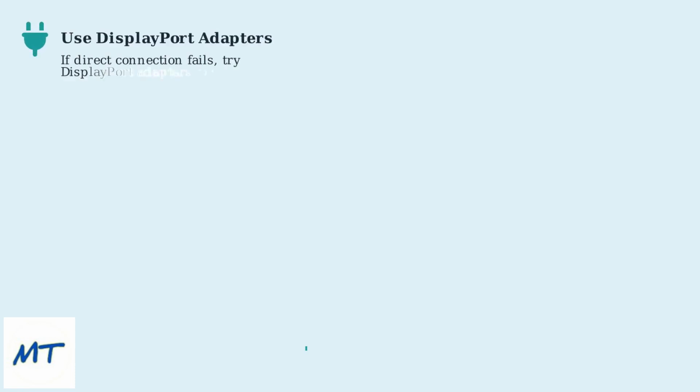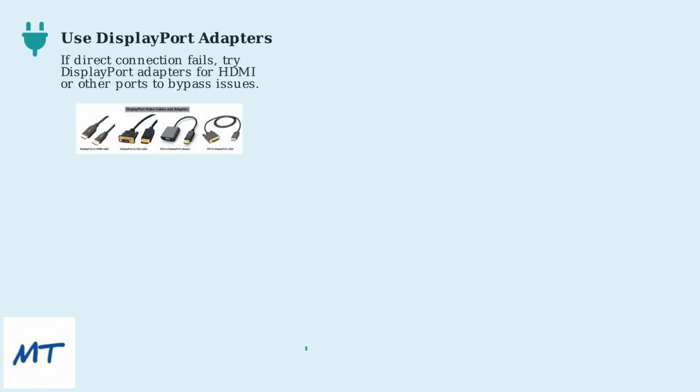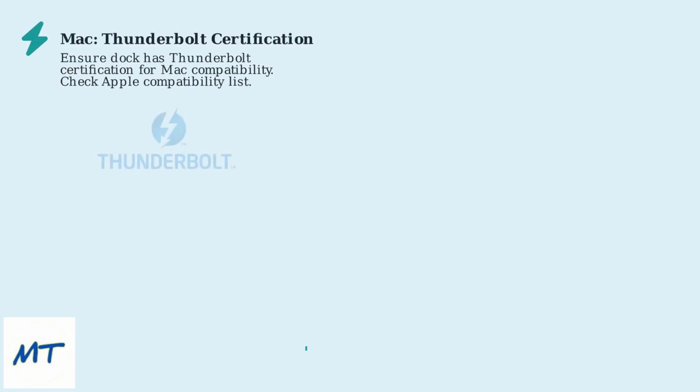Consider using DisplayPort adapters if the direct HDMI or DisplayPort connection isn't working. Adapters can convert signals and sometimes bypass compatibility issues with the dock's ports. On Macs, ensure the dock is Thunderbolt certified. Non-certified docks may not work properly with macOS display protocols. Check Apple's compatibility list for your specific Mac model.